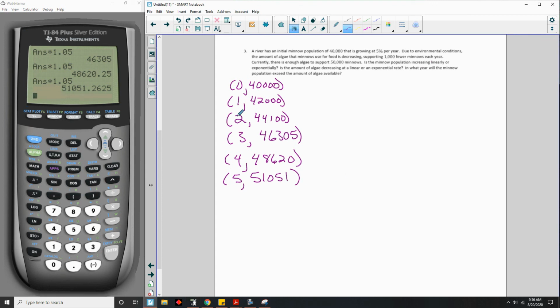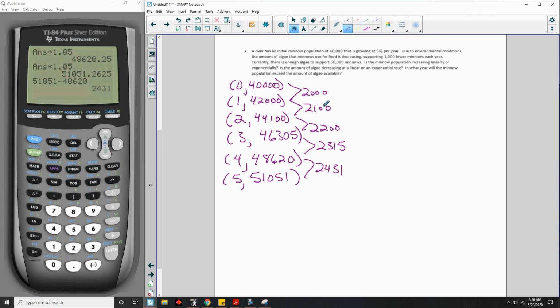Okay. So that's year 1, 2, 3, 4, 5, and the population's increasing. This increased by 2,000. This increased by 2,100, or that's how much it changed, I should say. This changed by 2,200. This one changed by 2,315. And this one changed by, well, let's see, 51,051 minus 48,620 equals 2,431.